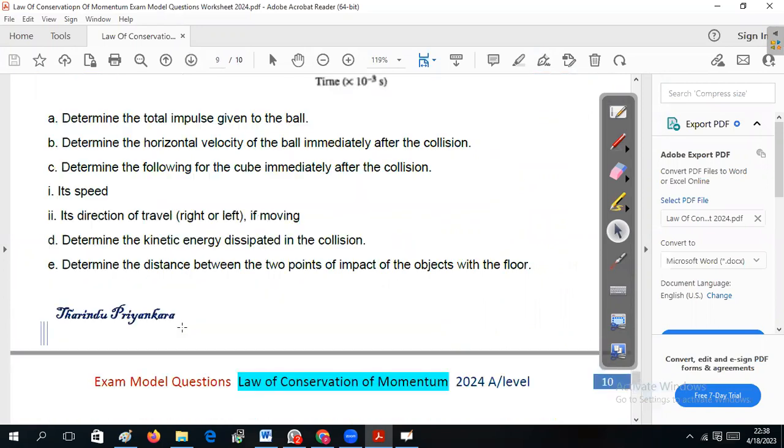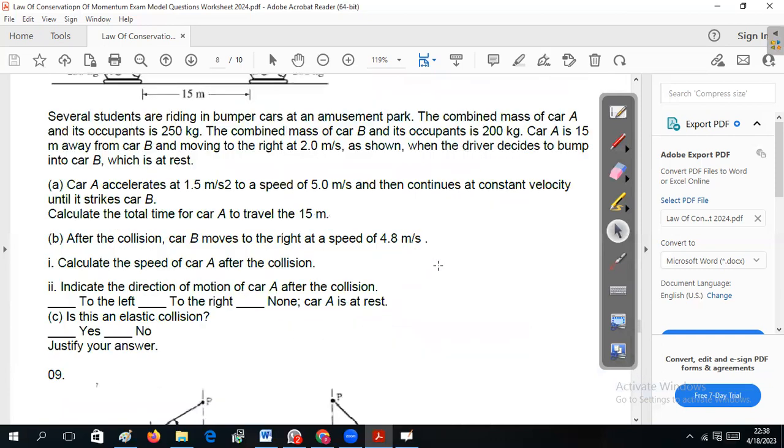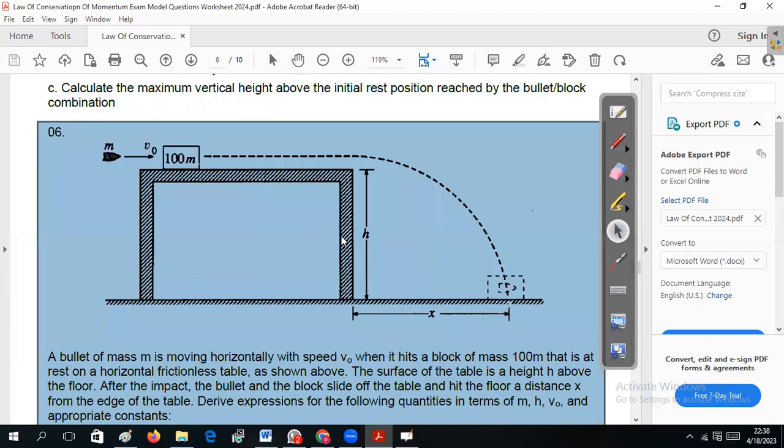I have given many of those exam type questions. So start to try the sixth one. Start to try the sixth one quickly. It includes projectile and everything together. So start with the sixth one.